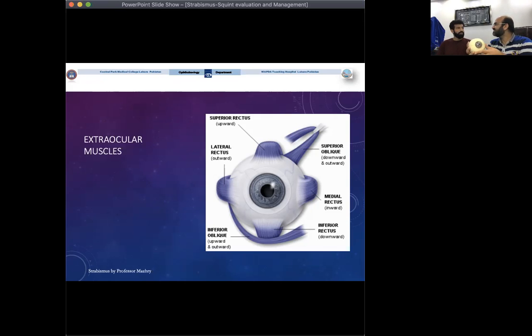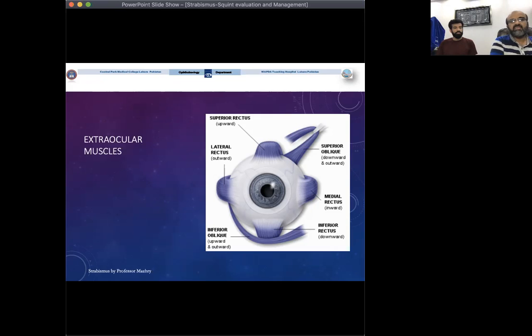What do you mean by intorsion and extorsion? Intorsion and extorsion is a movement in which the eyeball rotates around the anteroposterior axis. Okay. So this is the vertical axis, this is the horizontal axis. This horizontal movement is along the vertical axis, and the superior-inferior movement is along the horizontal axis. So if the axis passes right through the center, then this is intorsion and this is extorsion. So these are known as secondary actions of the oblique muscles.